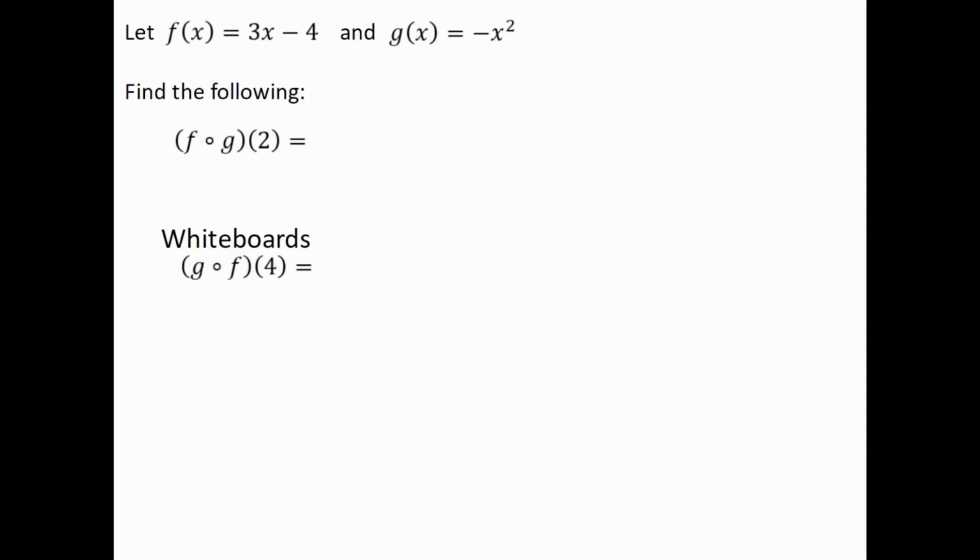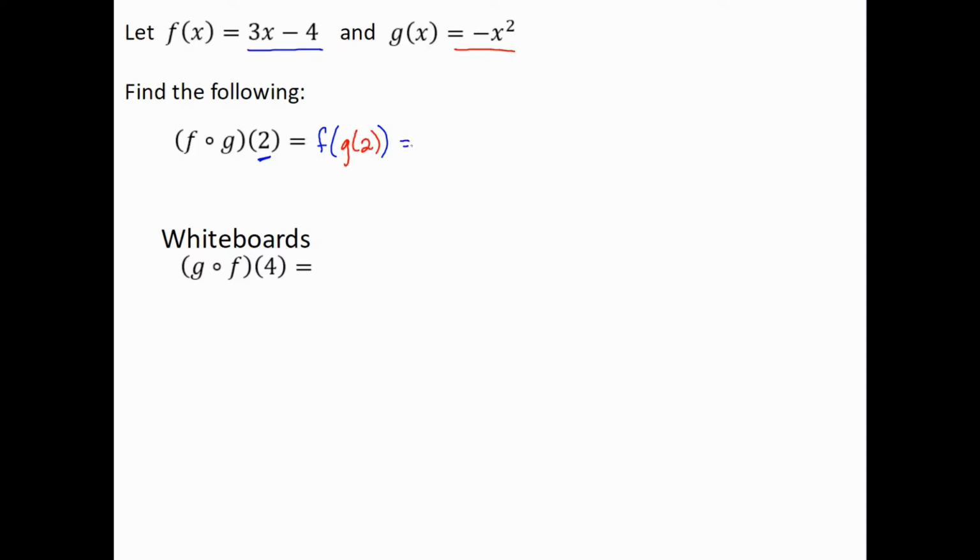All right, for this next problem, we're going to find f of g of 2. So we're actually going to evaluate this for a number. So when I do this, instead of putting in x, I'm going to put in the value 2. We still have our f and we still have our g, but instead of writing g of x, I'm going to write g of 2.